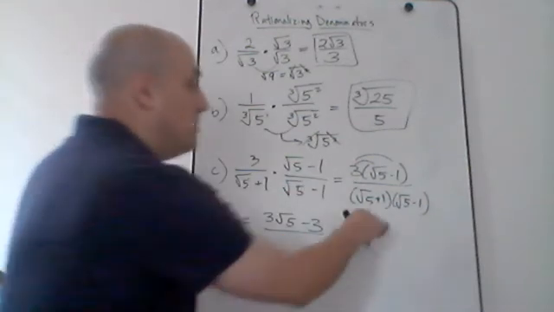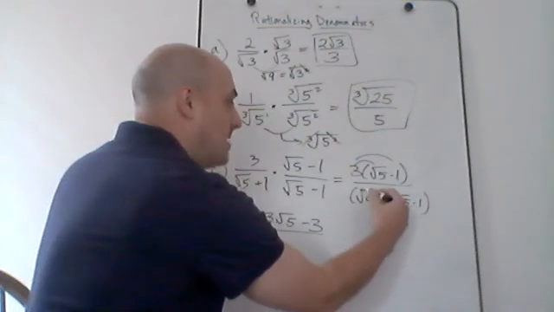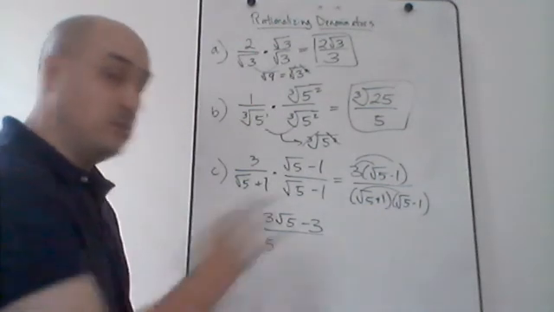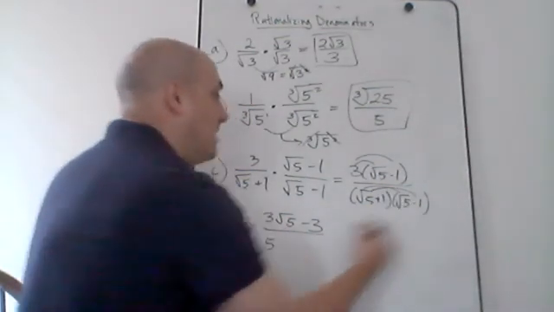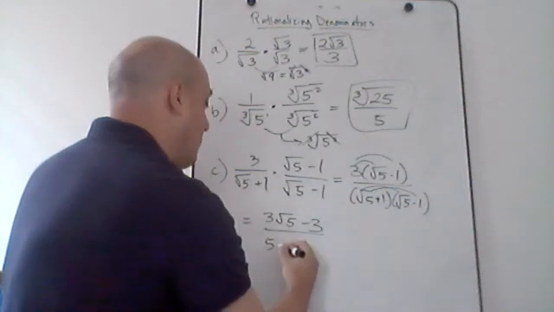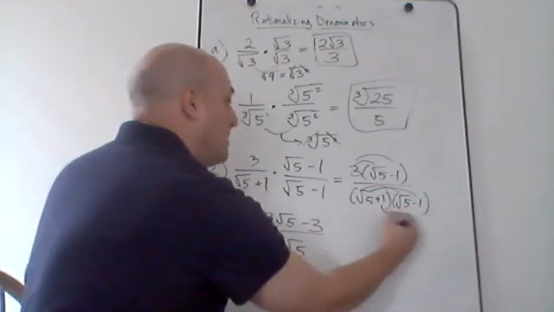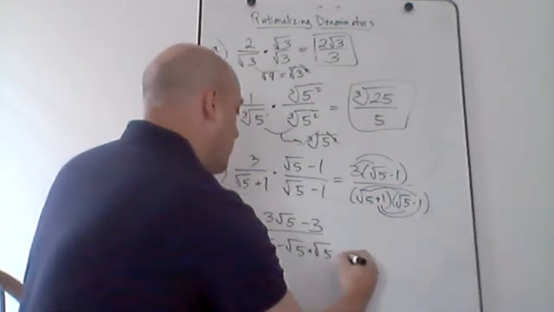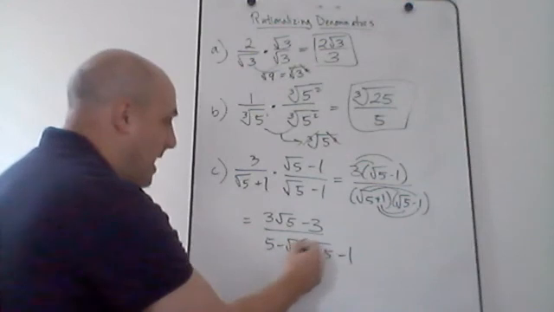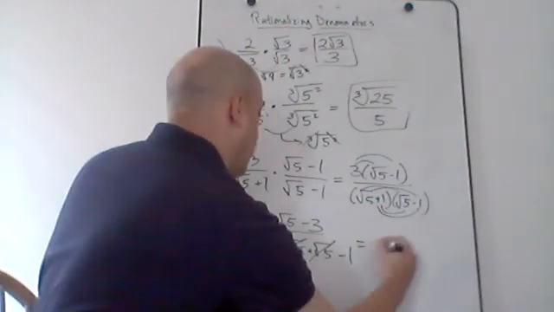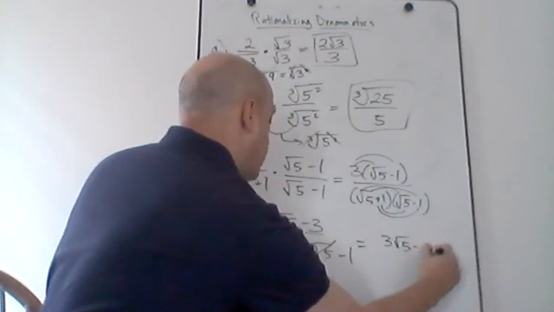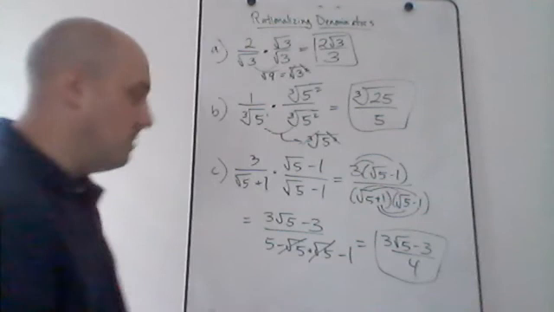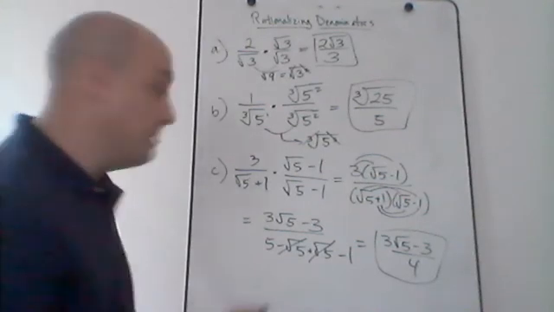And then when I multiply these conjugates down here, root 5 times root 5 just equals 5. Again, that's the square root of 25, which we can simplify to 5. Square root of 5 times negative 1 is negative square root of 5. Positive 1 times square root of 5 is going to be plus square root of 5. And then 1 times negative 1 is going to be minus 1. And the negative square root of 5 cancels out the positive square root of 5. So I get 3 root 5 minus 3 over 5 minus 1, which is 4. And now I've got a rational number in my denominator, so I've rationalized my denominator.